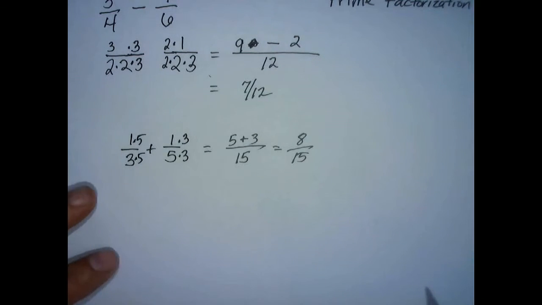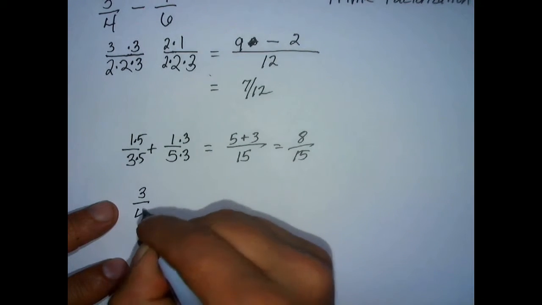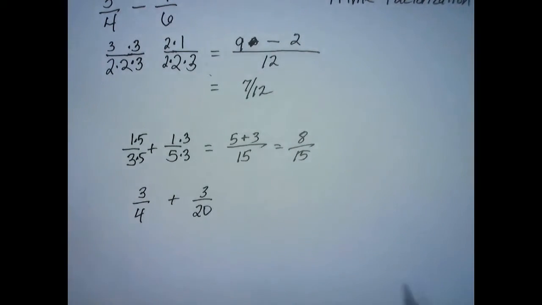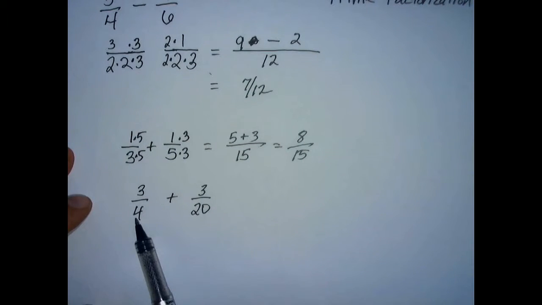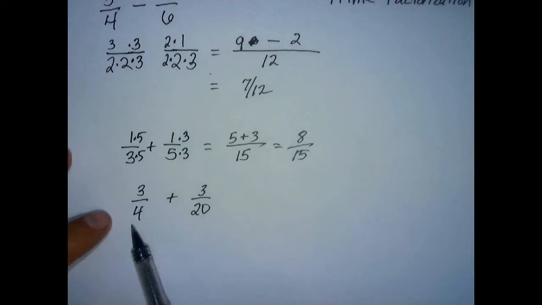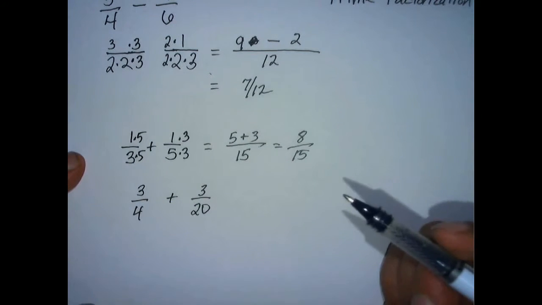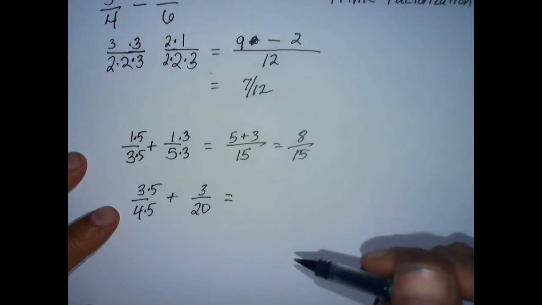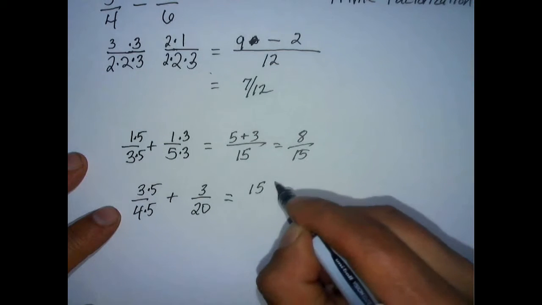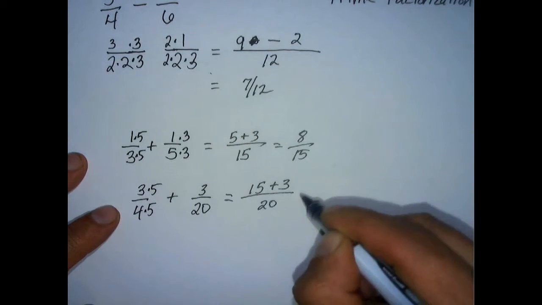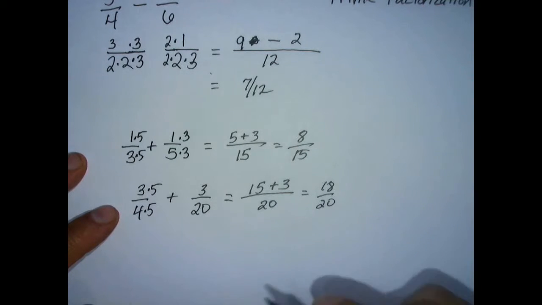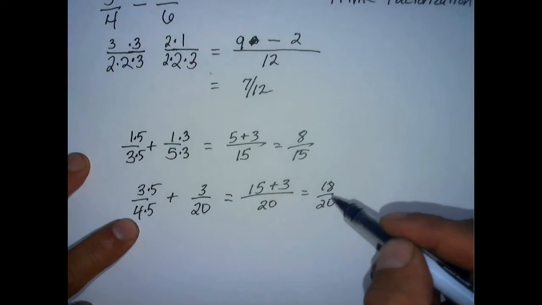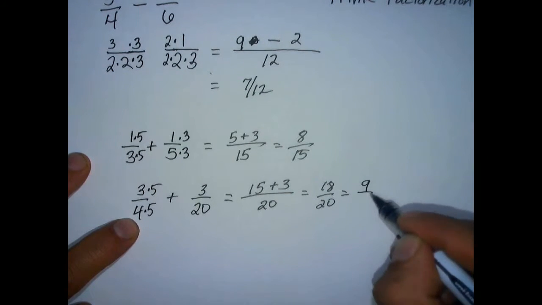Okay. Let's do one: 3/4 plus 3/20. Now this one's different, because 20 is a multiple of 4. So in order to make them the same, all you have to do is multiply this by 5. Okay? And then you get 15 plus 3 over 20, which is 18 over 20. Is that okay? It is, but we can reduce it. Both are divisible by 2, so it's 9 over 10. Okay.